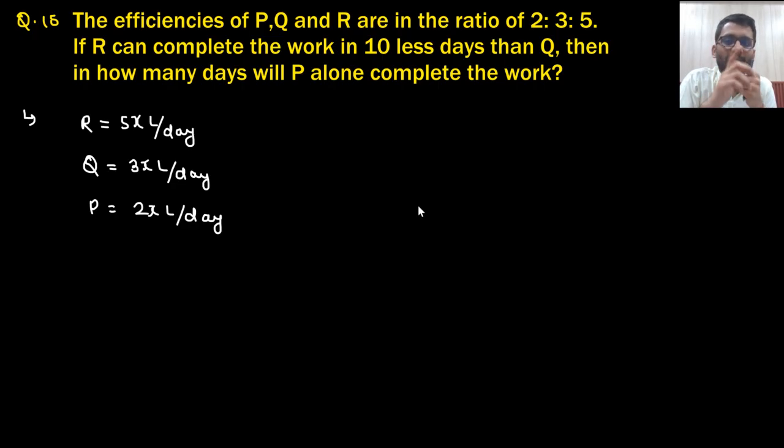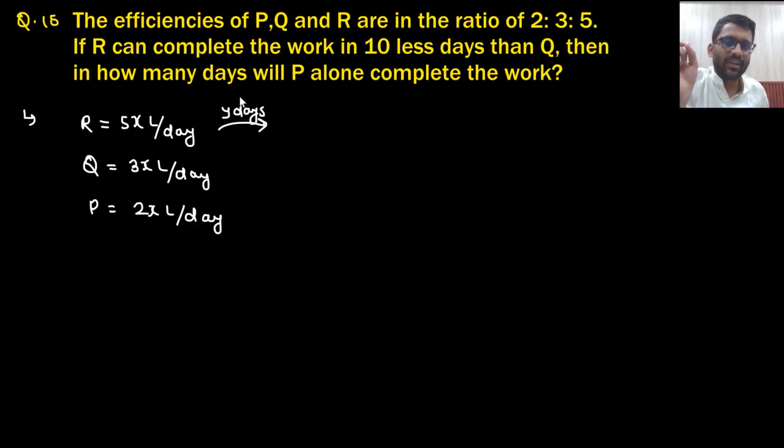Okay, R can complete the work in 10 fewer days than Q. Let's just say R completes the work in Y days. If I do it like that, this problem will be very typical, because we don't know in how many days R can complete the work. But let's just go with this method, and then we will see the equations will become very difficult. So let's go with this method now.